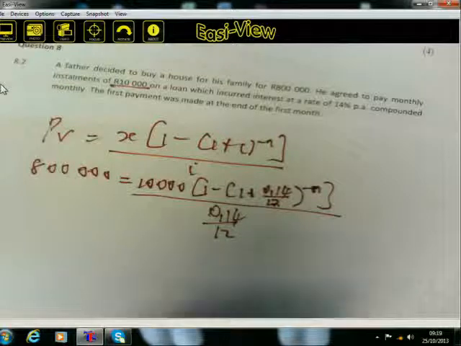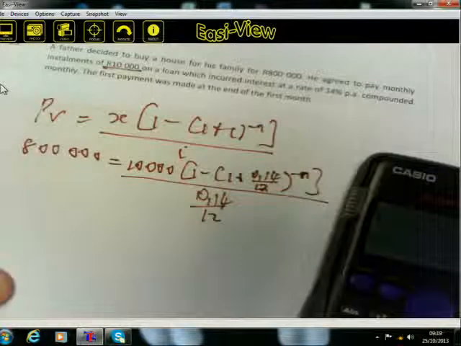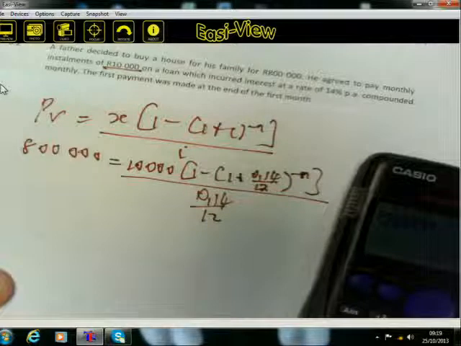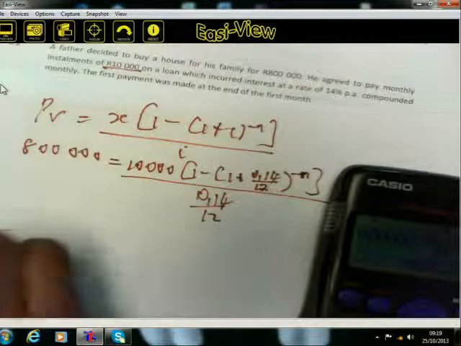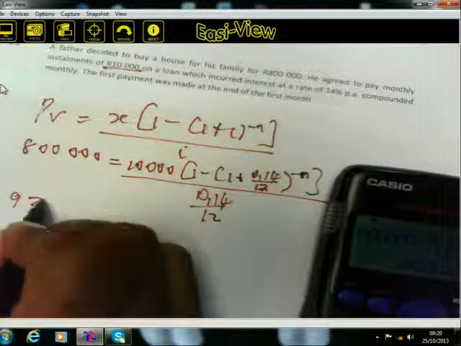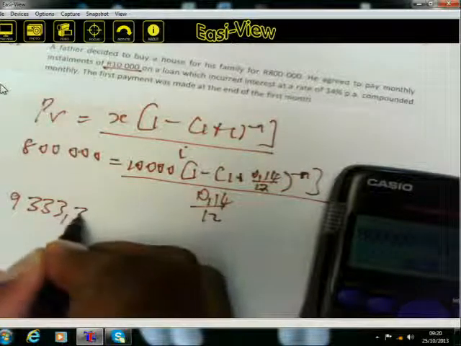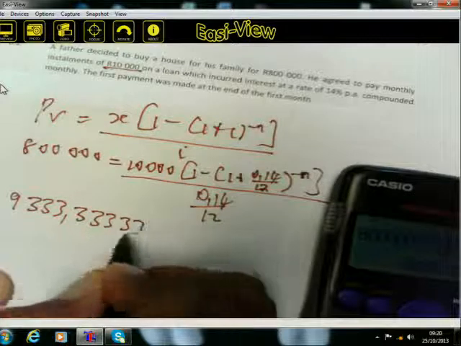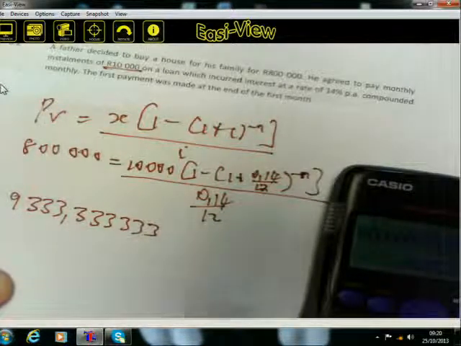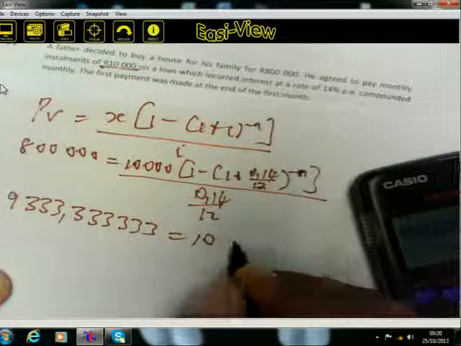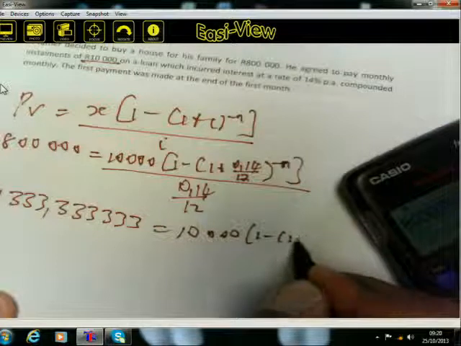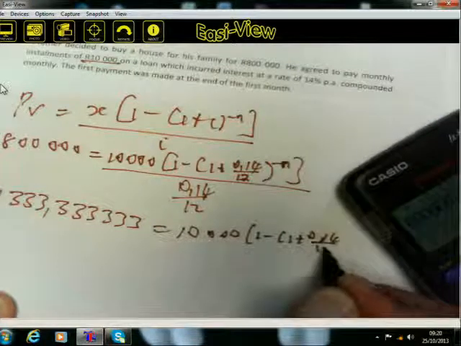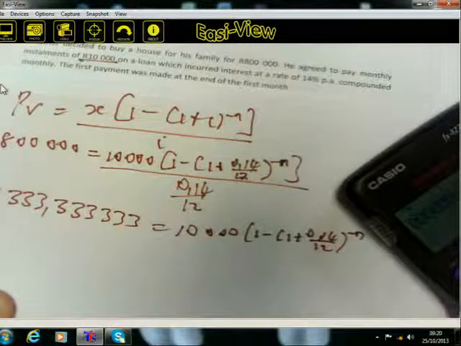Cross multiplication. You take 800,000 multiplied by 0.14 over 12, and you get 9,333, with the 3s recurring. Then it is equal to 10,000 on this side, times 1 minus (1 plus 0.14 divided by 12) to the exponent of negative n.